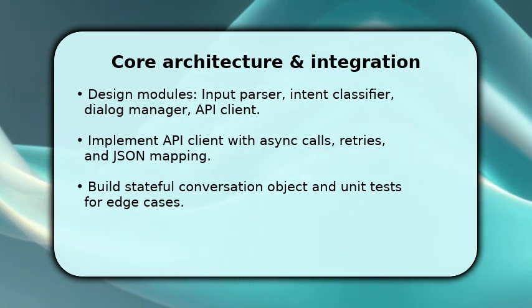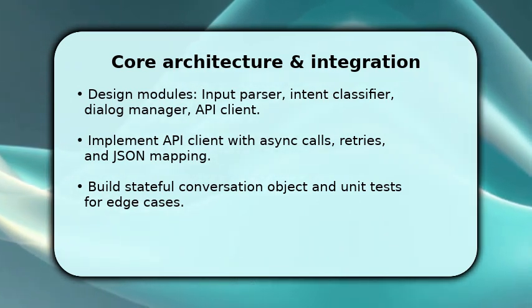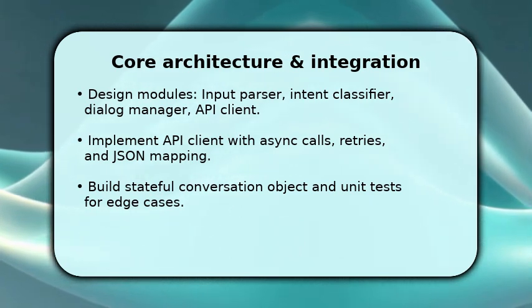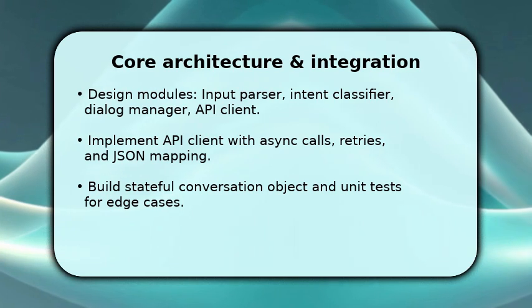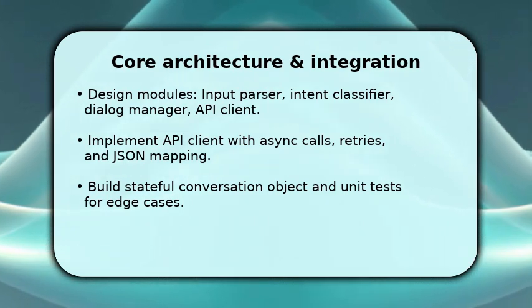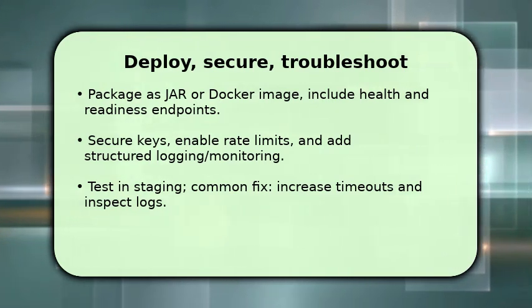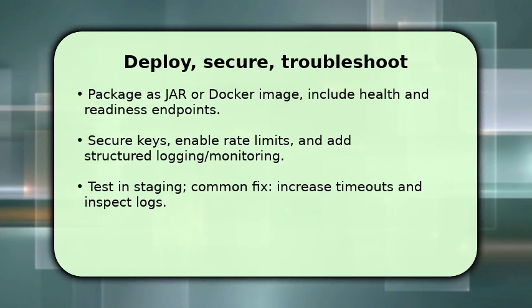Once internal flows are wired, write unit tests for common and failure paths. This ensures your state transitions and response formatting are correct before you proceed to deployment and user testing. You finish by packaging and deploying. Build a JAR or Docker image, expose health endpoints, and run in staging.